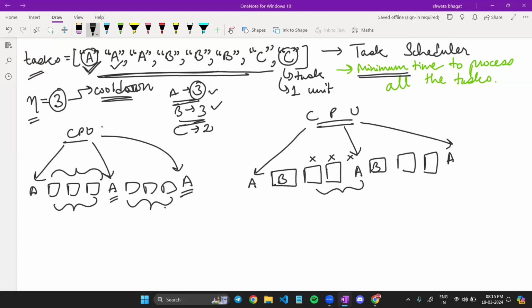Now we can place a B. Again, we will have 3 units of cooldown. So we can't place a B over here, over here, or over here. Now the 3 units of cooldown have passed, so we will place the B. Now you can see that we have successfully placed all 3 of the B's.